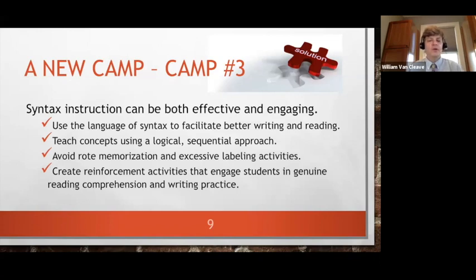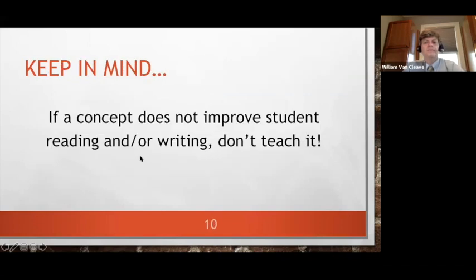What we're going to do is avoid memorizing lists of words and things like that as we move forward. And finally, we're going to create reinforcement activities that engage students in genuine reading comprehension and writing practice. So one of the things I want you to do when you're instructing students in writing is to ask yourself, does this make my student a better writer or a better comprehender of somebody else's writing? And if it doesn't, if you really can't figure out why it would be of benefit, then ask yourself why you're doing it. Second guess yourself a little bit and maybe use that time more productively in a different way. So if a concept does not improve student reading and or writing, just plain don't teach it.